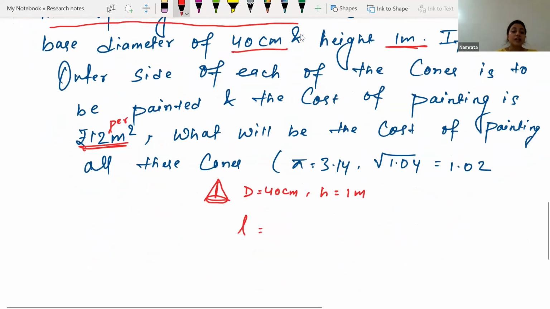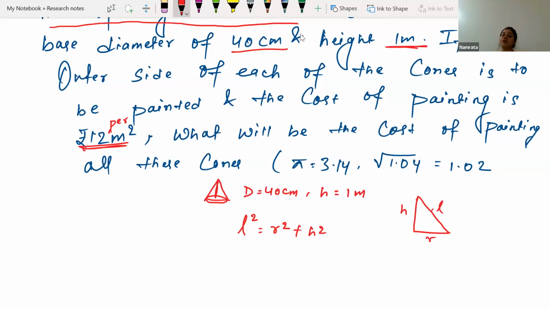So let's first find L. L square will be R square plus H square. You can also see it in the figure that this is R, this is H, this is L. So L square, hypotenuse square, is equal to base square plus height square. What is R? R is 40 by 2, that is 20 centimeters. If we divide it by 100, we will get it in meter, that is 0.2 meter. So R square, we can use 0.2 whole square. And H square is already in meter, that is 1 square.